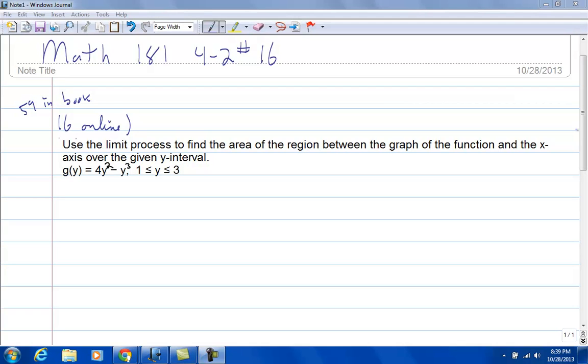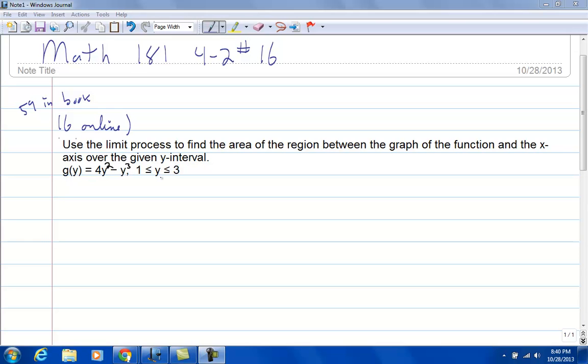Hello, this is section 4.2, number 16. This is 16 from the online work, number 59 from the book work. It says use the limit process to find the area of the region between the graph of the function and the x-axis over the given interval. It's g of y equals 4y squared minus y cubed, y being between 1 and 3.